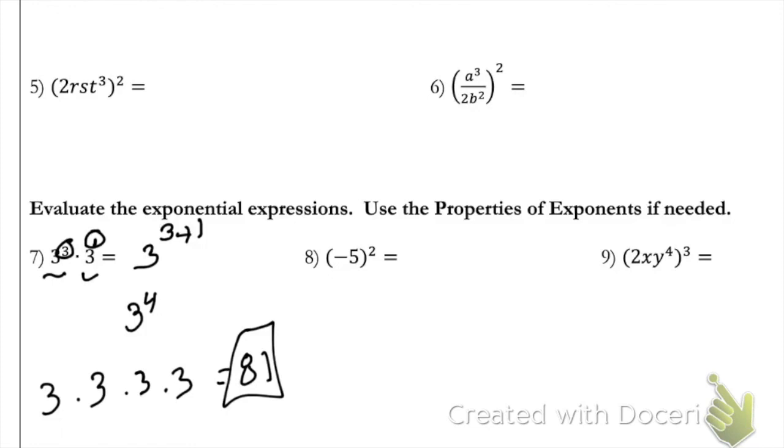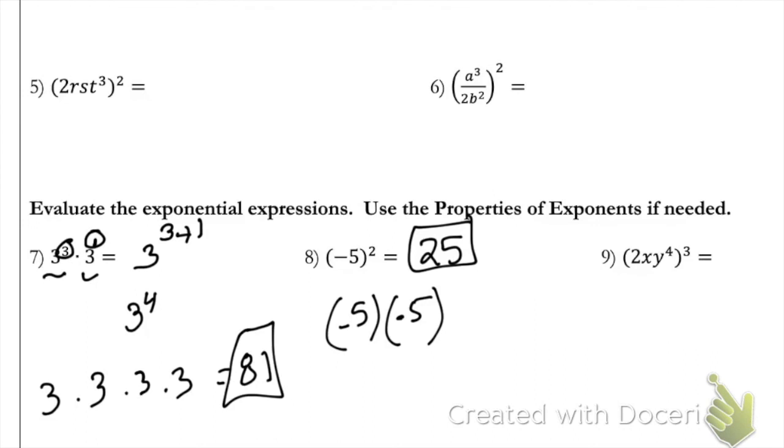Okay, number 8, you have a negative 5 to the second power. So this means it's negative 5 times itself. Negative 5 times another negative 5. So as you guys know, when you times a negative by a negative, you end up with a positive. So negative 5 times negative 5 is a positive 25.